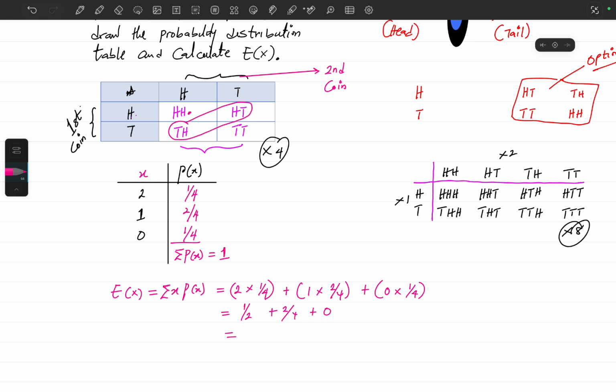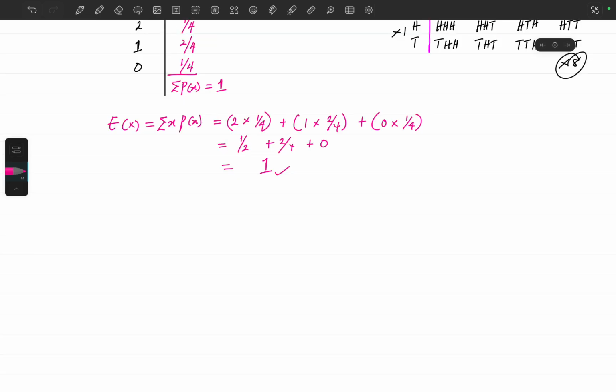So 2 over 4 is also 1 over 2. So that's half plus half, that's 1, plus 0. Half plus half is going to be 1. So the expected value is also giving us 1 in this case. So that makes some sense.